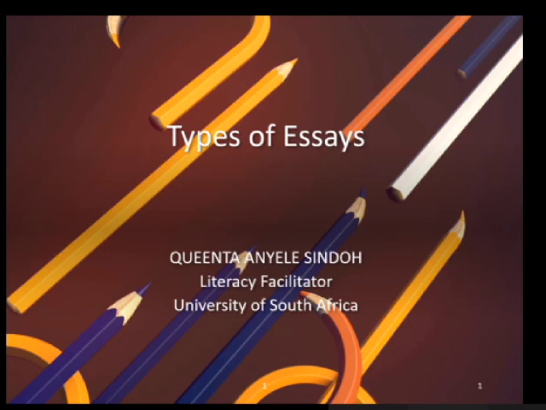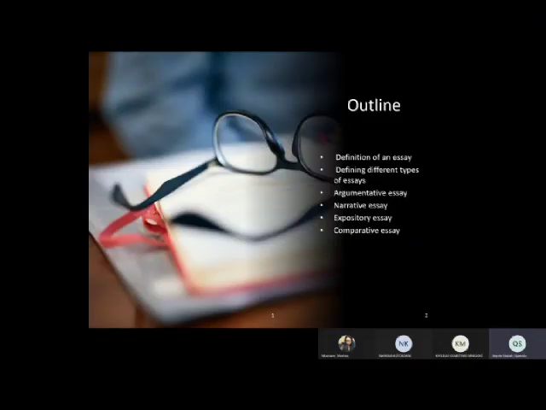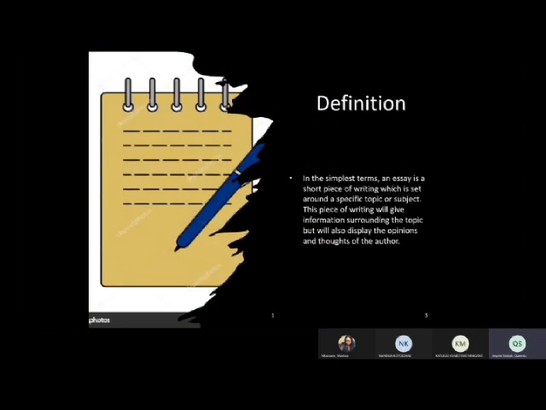In today's workshop, we're going to define what an essay is, then look at the different types of essays. We will start with what an argumentative essay is and how to approach it, then the narrative essay, the expository essay, and comparative essays, because there are different ways in which you structure each of these essays. They have a core, which is an introduction, body, and conclusion, but there are some small differences between each of these essays.